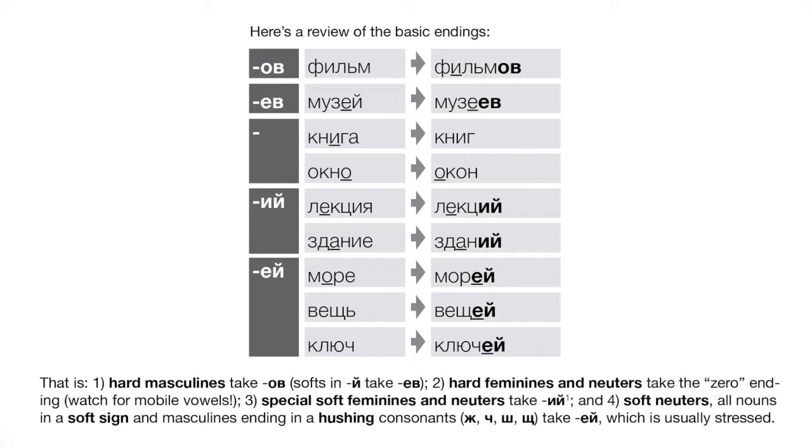So viesh becomes vieshey. Quite often that yay ending is going to be stressed, by the way, as we see here, especially if the word's only one syllable. And finally, ключ, that's the group of masculines ending in a hushing consonant, like zh, ch, sh, sh. Ключ becomes ключей.